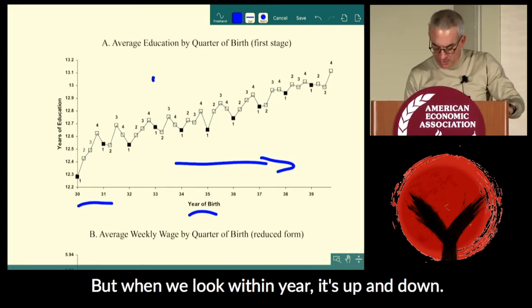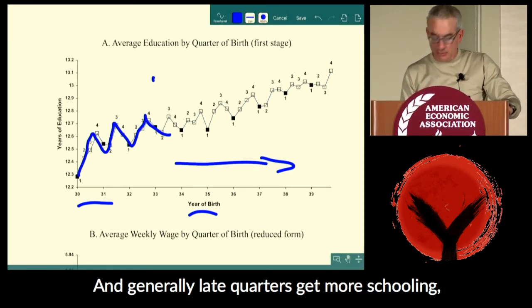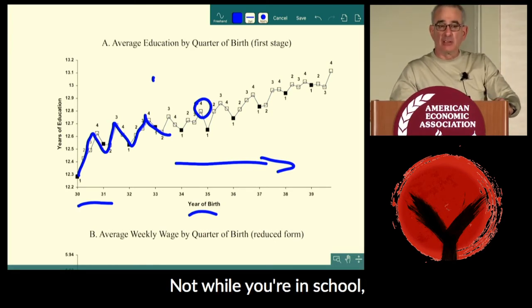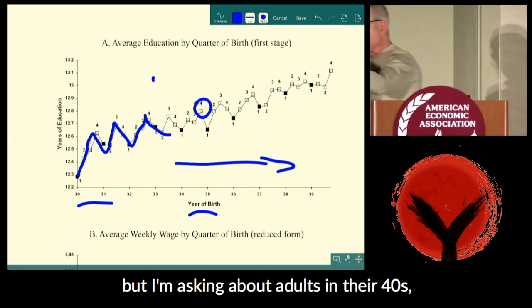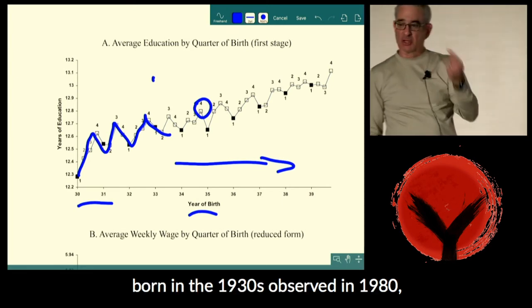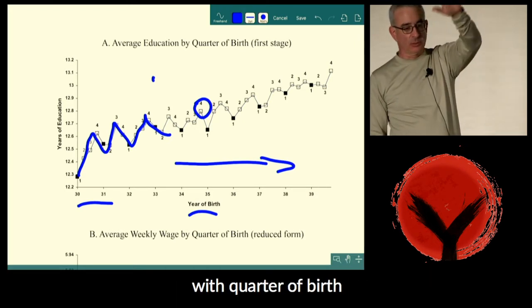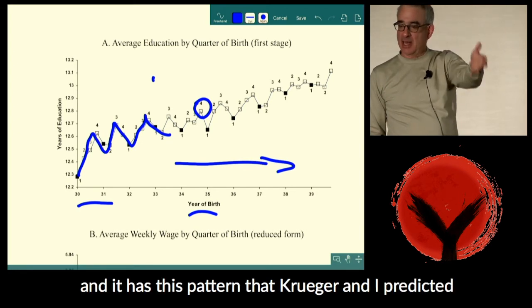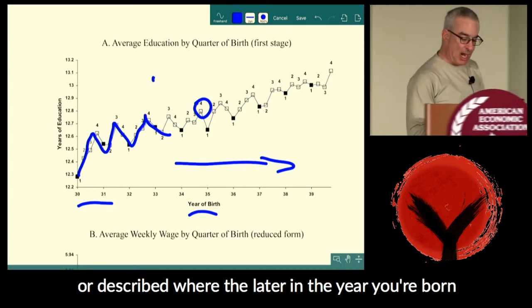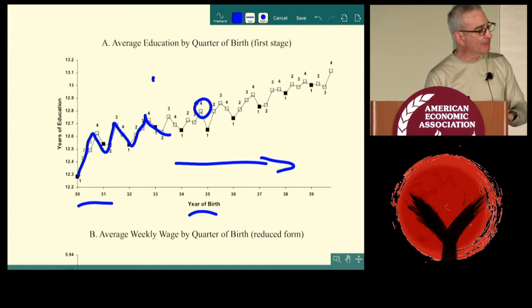But when we look within year, it's up and down. And generally, late quarters get more schooling. This is highest grade completed. Not while you're in school, but I'm asking about adults in their 40s, born in the 1930s, observed in 1980. Highest grade completed goes up and down with quarter of birth. And it has this pattern that Krueger and I predicted or described, where the later in the year you're born, the more schooling you get.